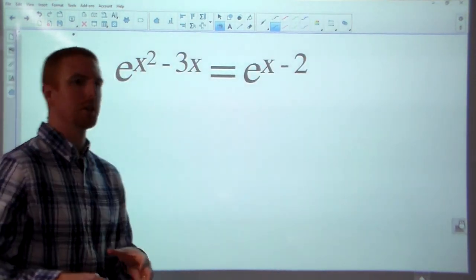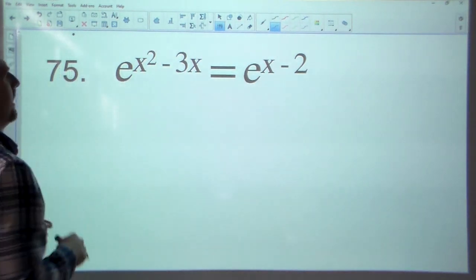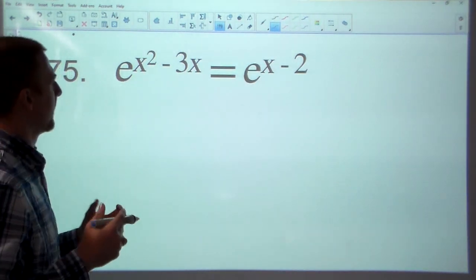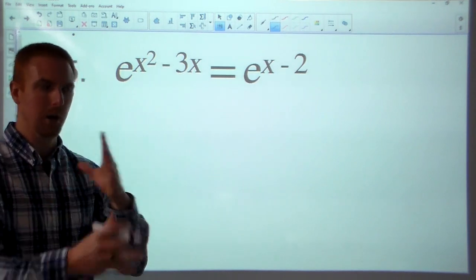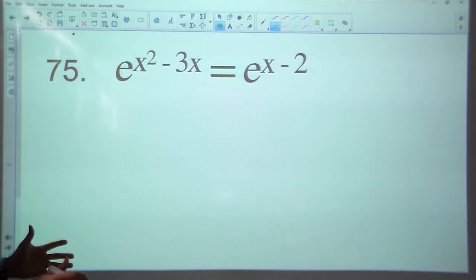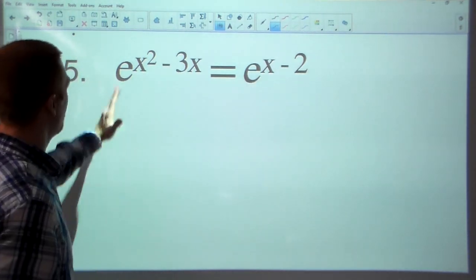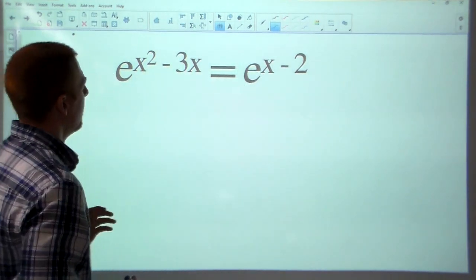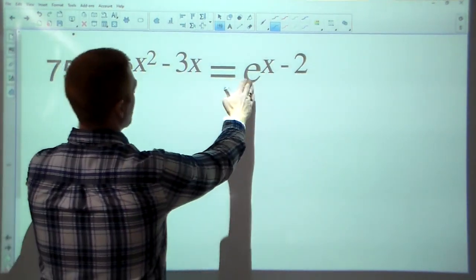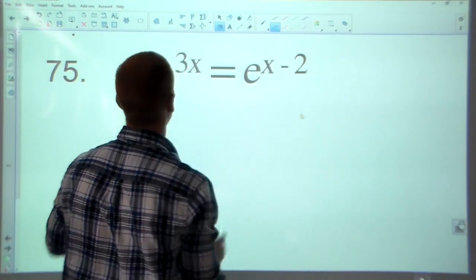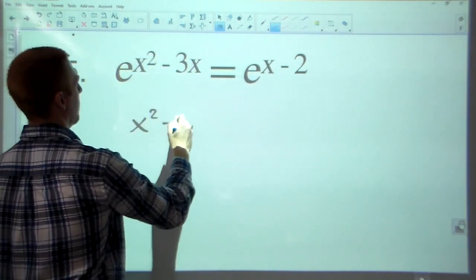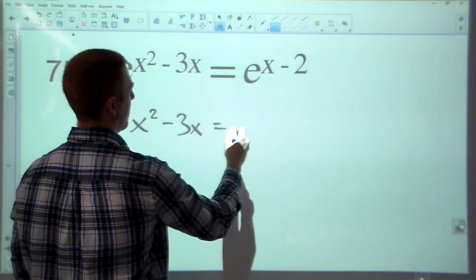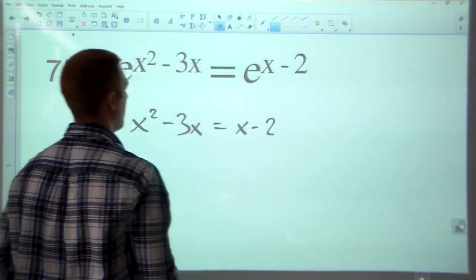I think what happens on this one is after I do that last example, a lot of people get kind of entrenched in that u substitution zone, which sometimes is the way to go, but on this one, they're both e raised to something. Since they have the same base, we just need to make sure these exponents are equal to each other. So let's just go that route. x squared minus 3x needs to equal x minus 2.